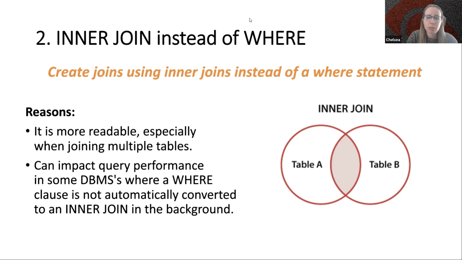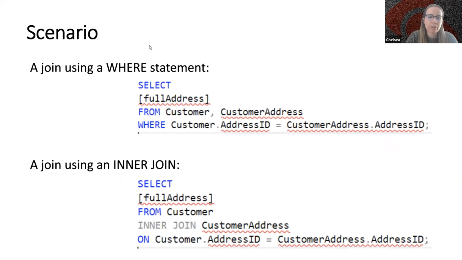So for anyone who doesn't know what an inner join is, say now you have this table A, you have table B. An inner join will return you a table with all the rows that have something in common between table A and table B, depending on what you're joining on. So if we look at a scenario, here are two queries. One is using a where statement, the other one is using an inner join. You can also see the syntax between a where and an inner join. We are trying to select the full address from the customer and customer address table, and we are trying to join it on address ID.